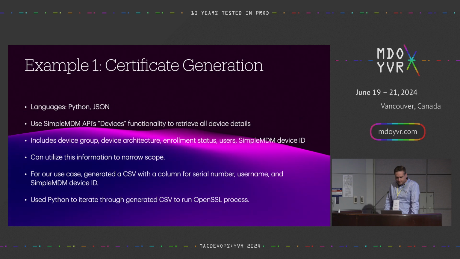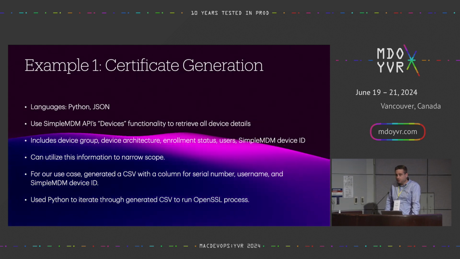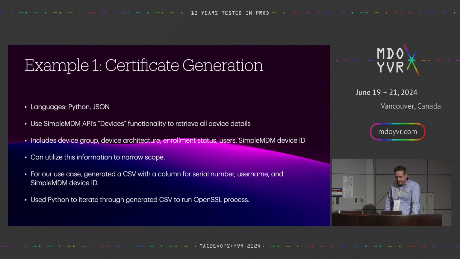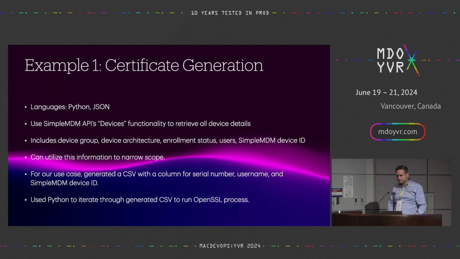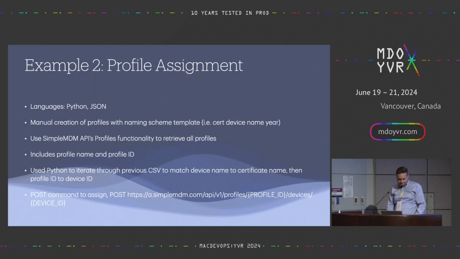Then we would use Python again to iterate through each row in the generated CSV and run the OpenSSL process, which was running as a subprocess within the Python script. At this point, we had to go in and manually create the profile. Unfortunately, within Simple MDM, we couldn't automate that part of the process. So we would go in, create a certificate profile, give it a name, and upload the generated certificate.